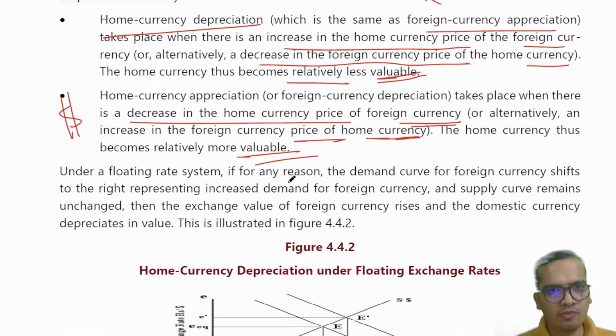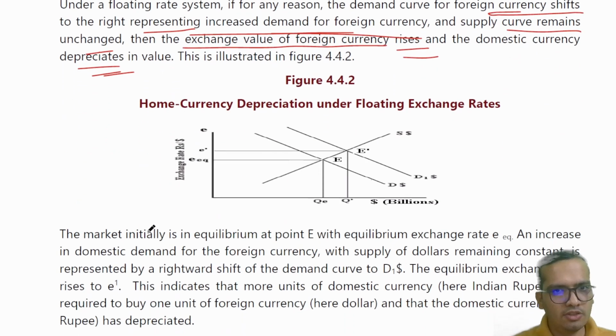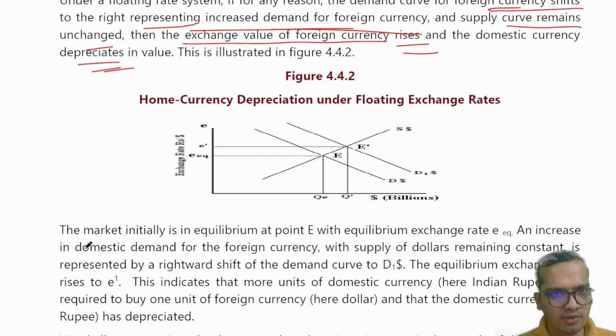Under a floating rate system, if for any reason the demand curve for foreign currency shifts to the right, representing increased demand for foreign currency, and the supply curve remains unchanged, then the exchange value of foreign currency will rise and the domestic currency depreciates in value. So this is the example. This is the first price, this is the second price. So the market is initially in equilibrium E, this is the first one and this is the second one. An increase in domestic demand has occurred, you can see here. D1 is the demand, increased demand.